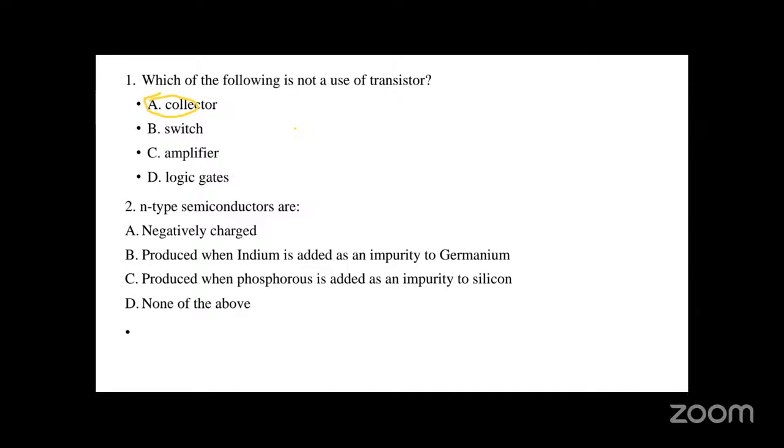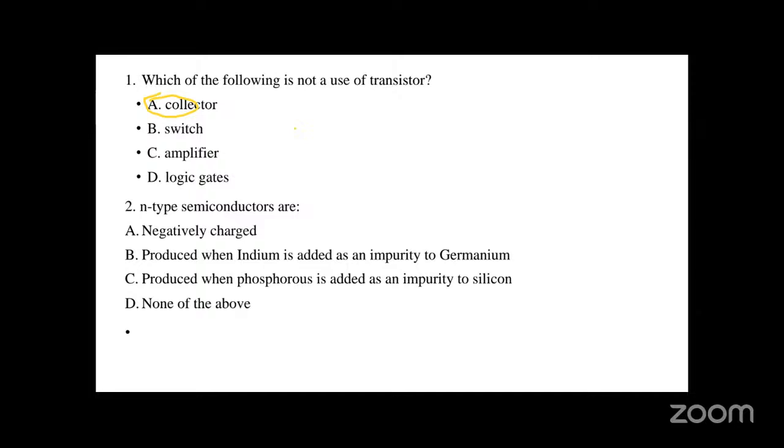N-type semiconductors are, now again, the options are there: A, B, C, D. A, negatively charged. B, produced when indium is added as an impurity to germanium. C, produced when phosphorus is added as an impurity to silicon. And D, none of the above.